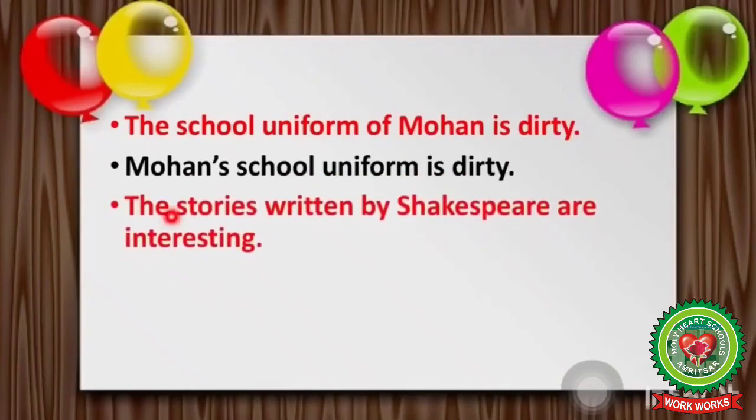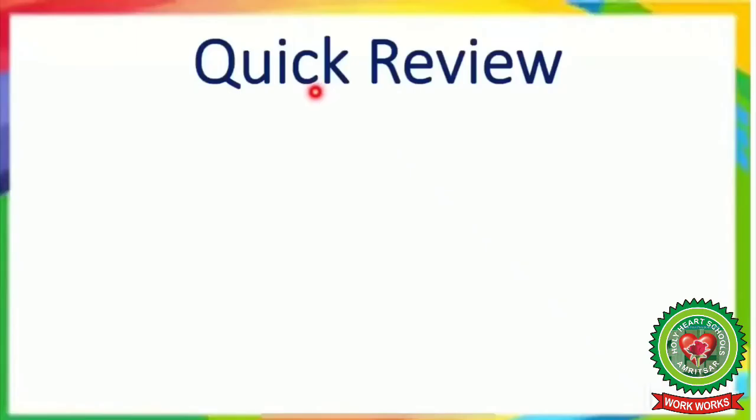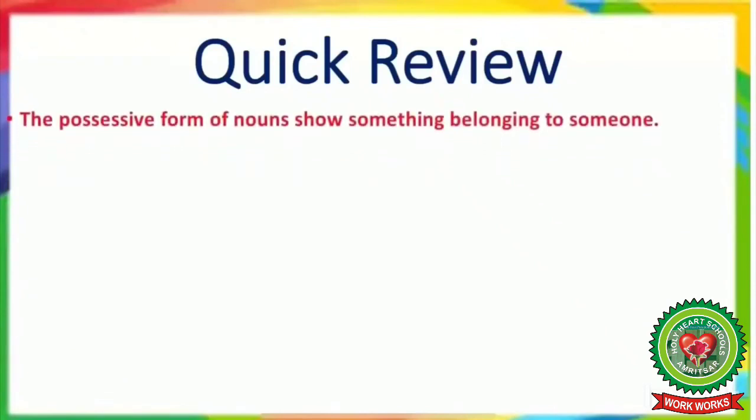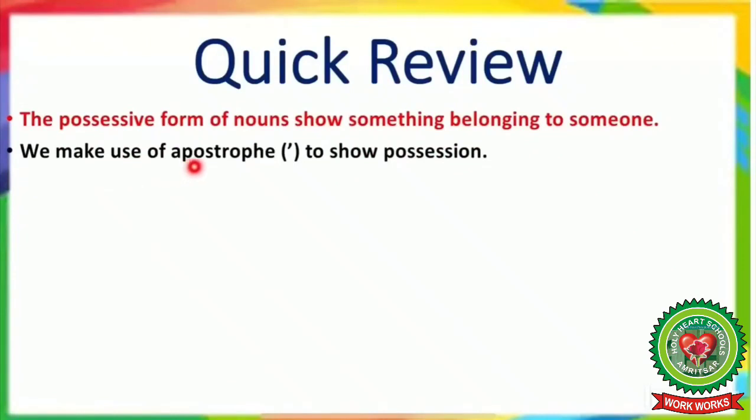Look at the next. The stories written by Shakespeare are interesting. Here students, we are talking about Shakespeare, and stories shows possession towards Shakespeare. So it can be written like this. Shakespeare's stories are interesting. Let's have a quick review. The possessive form of nouns shows something belonging to someone. We make use of apostrophe to show possession.